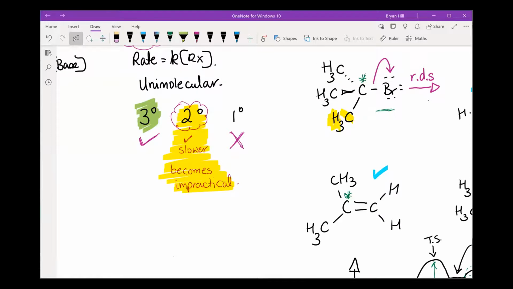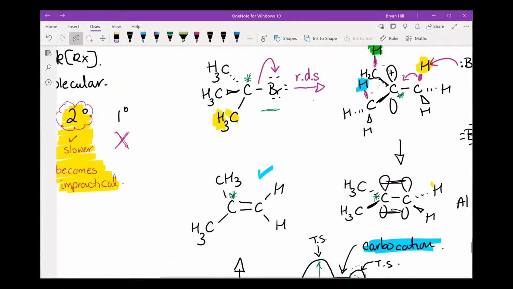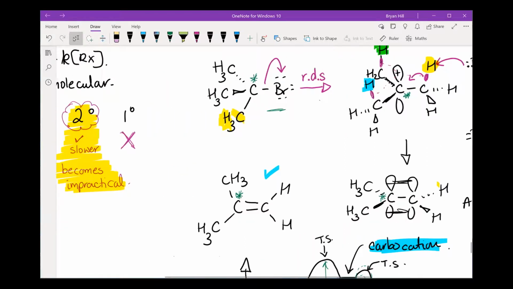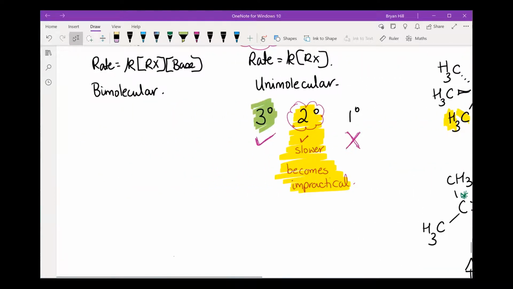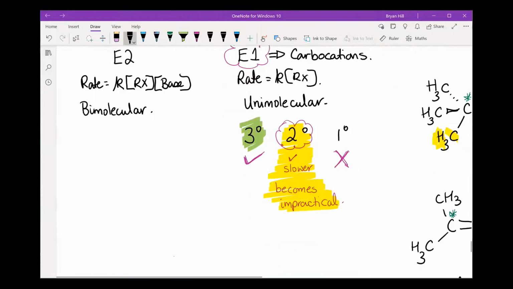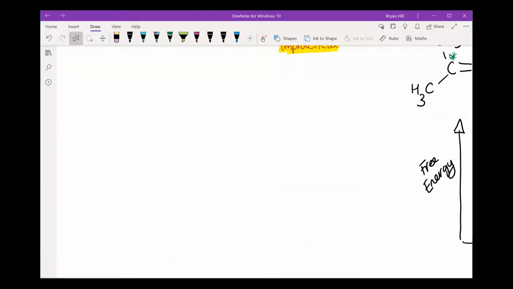Now, any questions on this at all? Not yet? Okay, that's all good then. Let's do the E2, because this one is far more useful, and you've got a bit more control over what's going on. So in an E2 elimination reaction, I'm going to draw this like this.